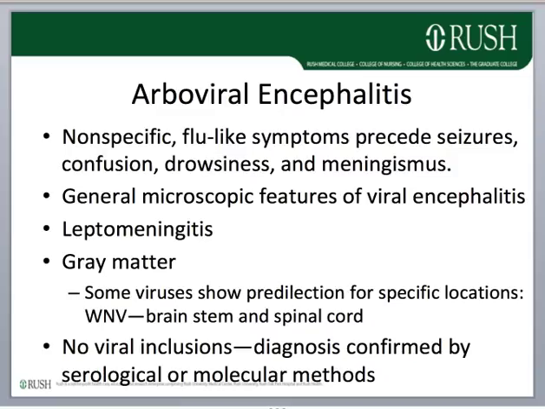Most lesions are found in the gray matter, and some viruses, like West Nile virus, have a predilection for the brainstem and spinal cord. By definition, no viral inclusions can be identified. Usually the diagnosis is confirmed by either molecular testing on tissue or serologically by demonstrating appropriate antibodies suggesting recent infection.